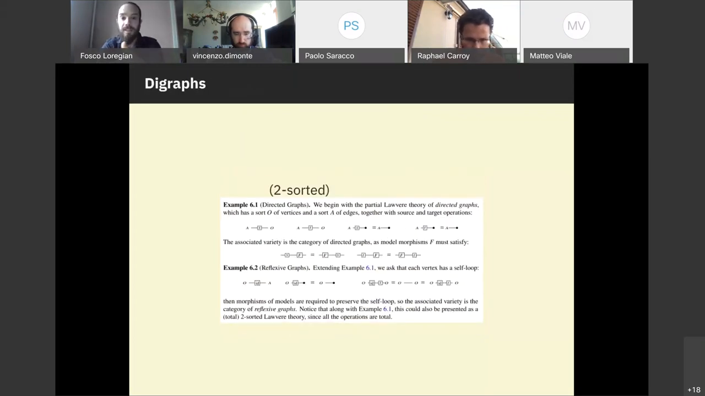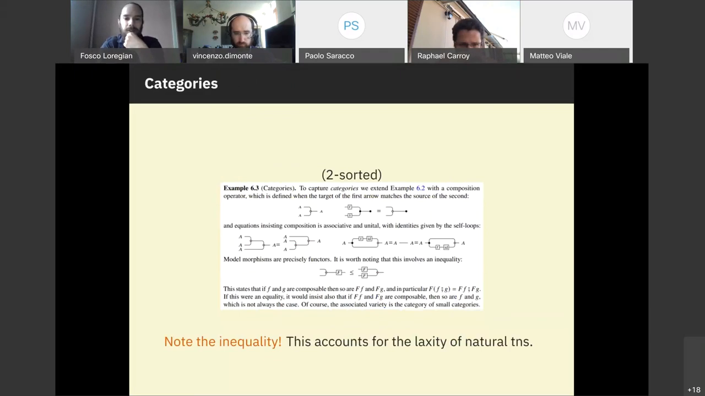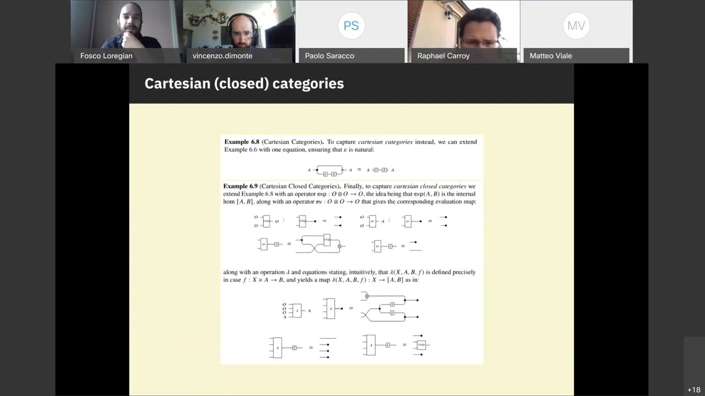Okay, of course, before categories, there are graphs. You can also capture the theory of directed graphs and reflexive graphs, and these will provide, of course, the expected definition of model and model morphism, just a map of graphs and a map of reflexive graphs. Okay, this is what I told you in words.